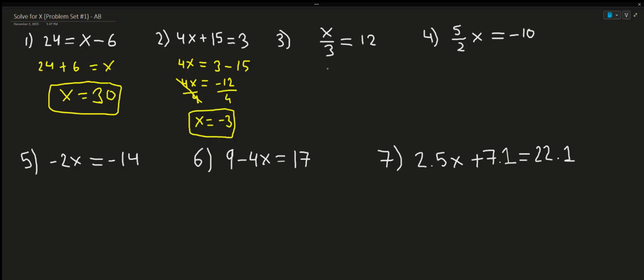Alright, next problem. So x over 3 is equal to 12. What we can do is, to get rid of the denominator here, we need to multiply both sides by the same number. So this would cancel out, and then x is just going to equal 36.